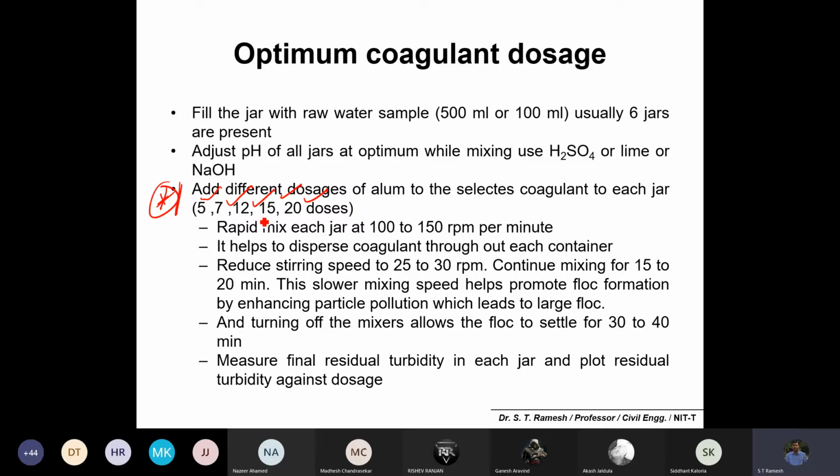Imagine our situation, I may require 12 milligram per liter, but if I do the variations only with 7 milligram per liter, you may not get a result. So you should have at least a prior idea on how much turbidity is in the influent or incoming water, and what could be the possible range of adding the coagulants. Okay, so then you just vary the range and go for rapid mixing, slow mixing, and settling, and measure the final turbidity in each sample.